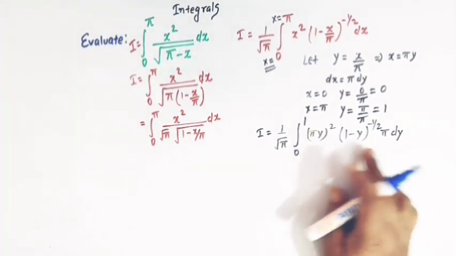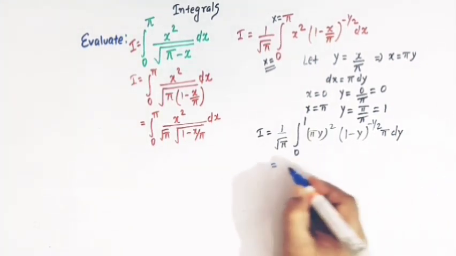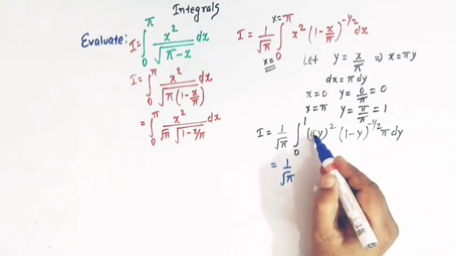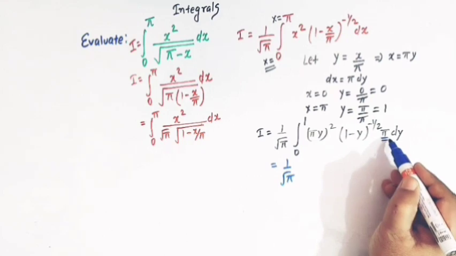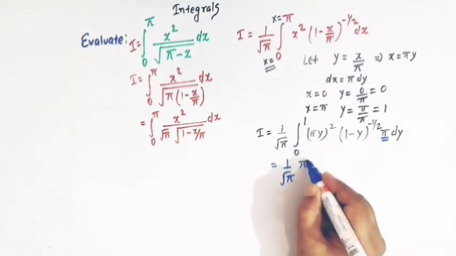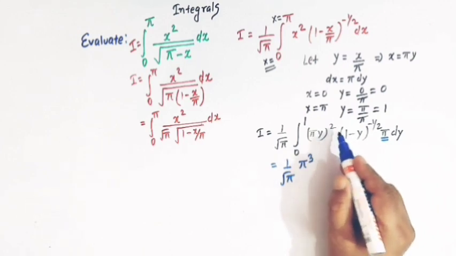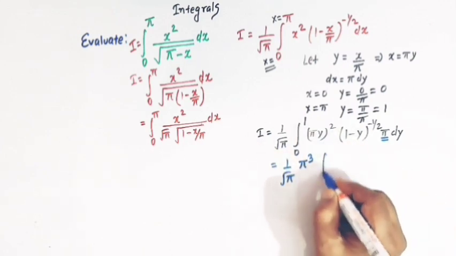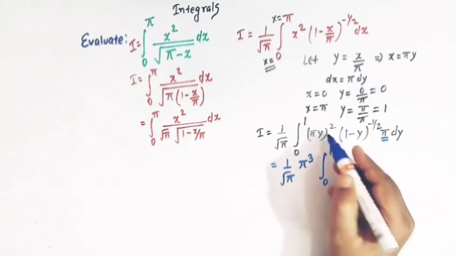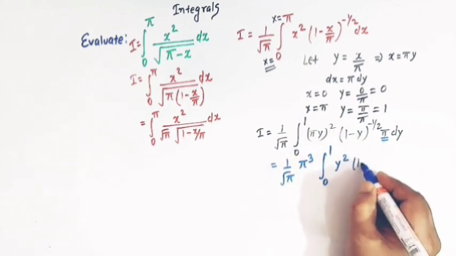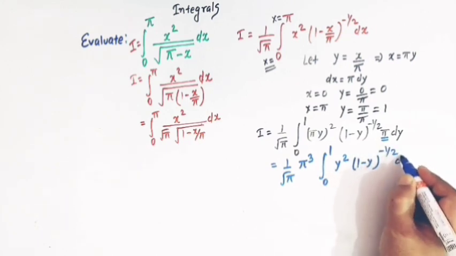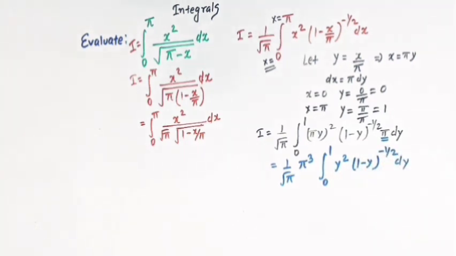So let us arrange the terms here. So we have 1 over root pi, and see here we have pi square and here we have pi, right? So pi square times pi is pi cube. We can take pi cube outside the integral sign. Then we have 0 to 1, and here we have y square, and then we have 1 minus y raised to minus half, and here we have dy, right?